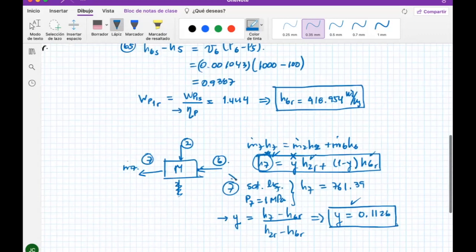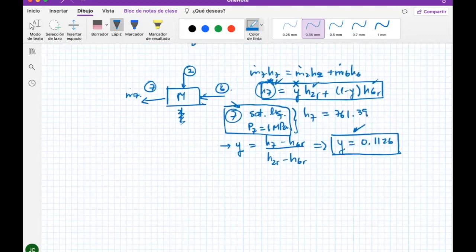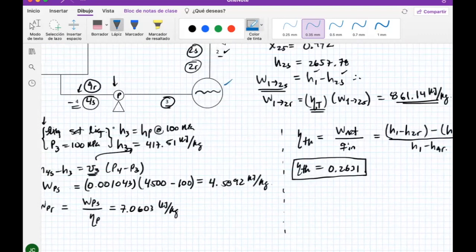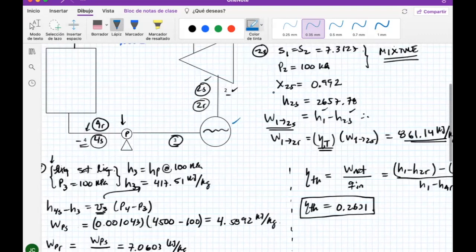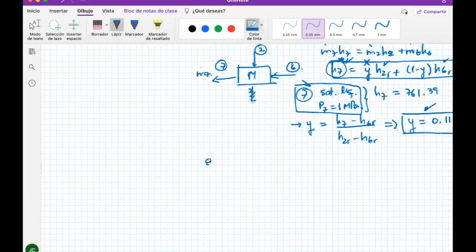I need to fix this pointer. So with that, now I know the fraction that I need to take out of the steam turbine in order to do the regeneration part. That was an important thing to do. Now let's go with point 8, I'm sorry, so for 8, let's just see about 8.